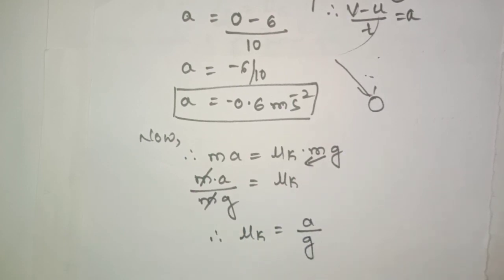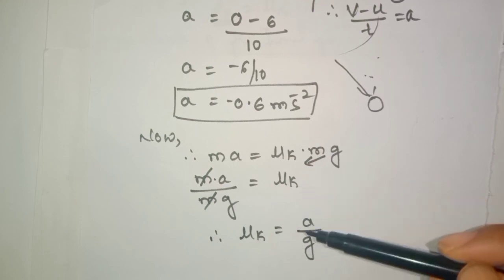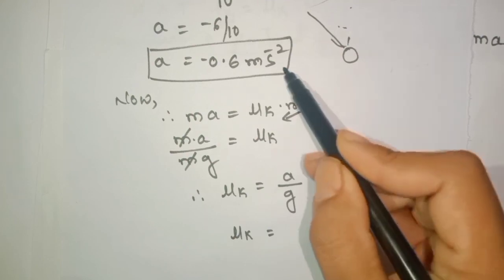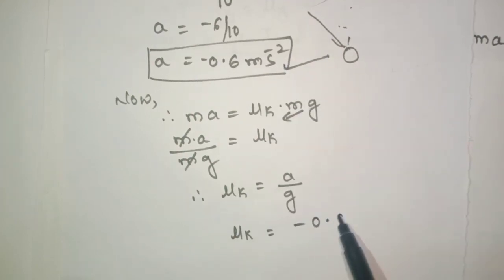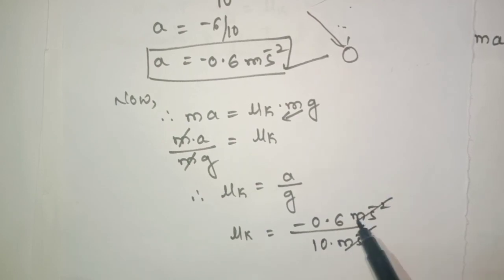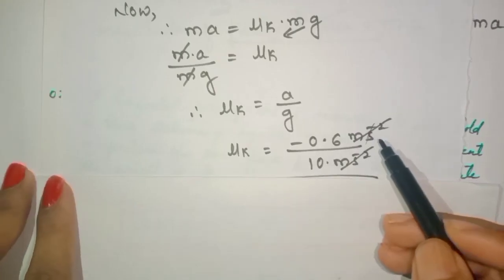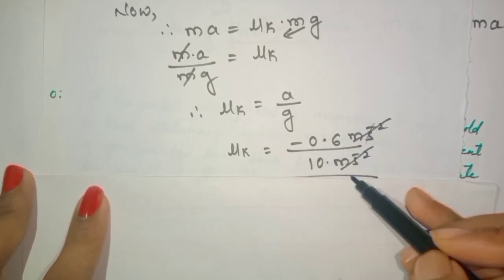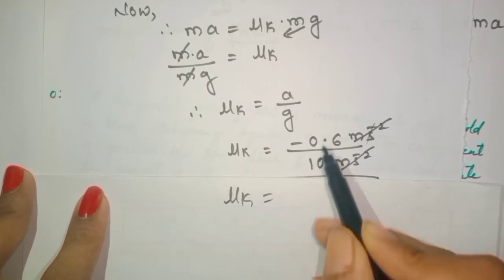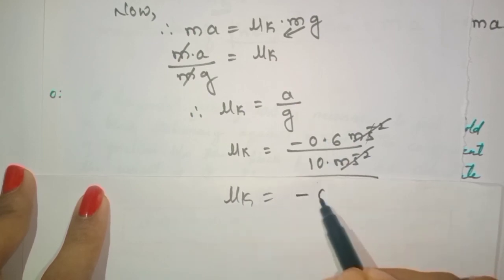To make you understand clearly, I am solving each and every step. You can skip the steps. So mu k is equal to the a value we have just solved, which is minus 0.6 meter per second square. Let me write the unit here so that you will understand clearly. And what is g? Which we have taken as 10 meter per second square, right? Meter per second square gets cancelled. So as it is cancelled, what is left? Mu k is equal to 0.6 divided by 10, which is 0.06 in magnitude.